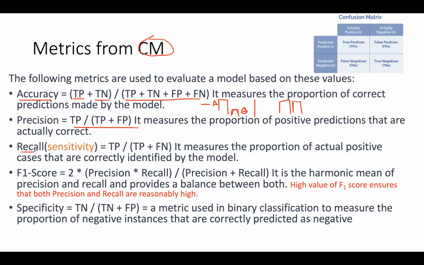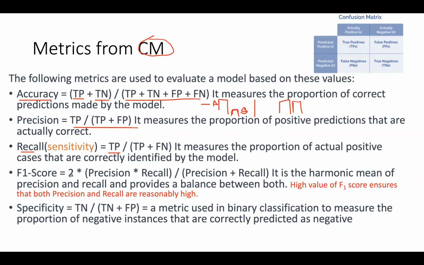And then we have recall. Sometimes we refer to this as sensitivity. It's given by TP, true positive, divided by true positive plus false negative. This measures how many observations of the positive class are actually predicted as positive. This is a good metric when we want to capture as many positives as possible. So again, these are very important measures.